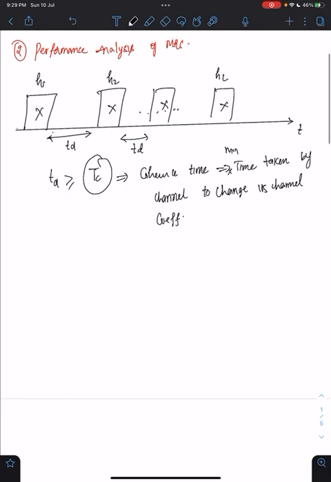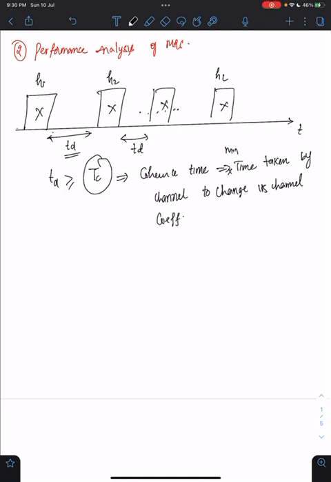All I have to make sure is that I wait for a particular time TD, which is greater than or equal to TC, at least TC. The first question is, why do we need to make sure that the time difference between two consecutive samples has to be greater than TC? This is the obvious question to ask.